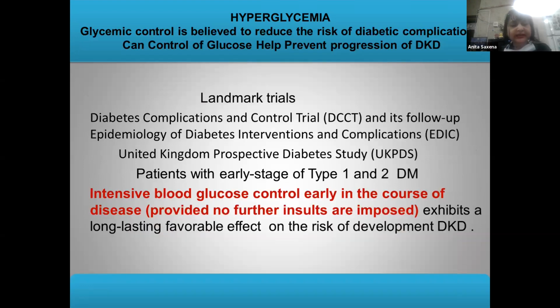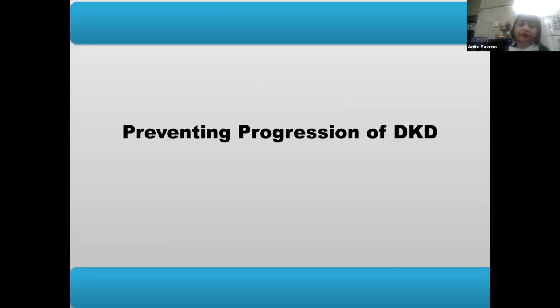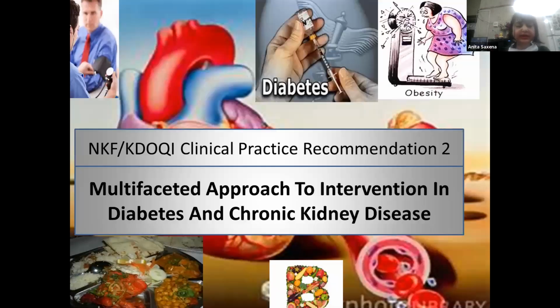Now, landmark trials like DCCT and its follow-up, Epidemiology of Diabetes Interventions and Complications, and the United Kingdom Prospective Diabetes Study, on patients with early stage of type 1 and type 2 diabetes, have shown that intensive blood glucose control early in the course of disease, provided no further insults are imposed, exhibits a long-lasting favorable effect on the risk of development of CKD. Now, moving on to preventing progression of DKD.